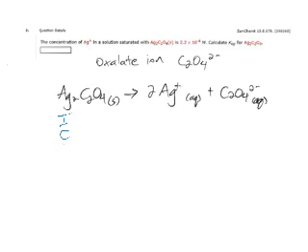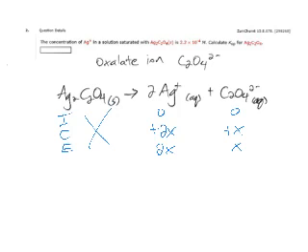Let's make an ICE table. Solids drop out. You can presume that the initial concentration of each of the ions is 0. But because of the coefficient 2 in front of silver, we're adding 2x for silver and just 1x for oxalate. So at equilibrium, in terms of x, we have a concentration of 2x for silver and 1x for oxalate.